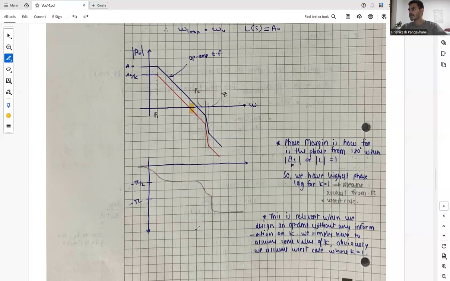We have the highest phase lag for k equals 1, because when k equals 1 we have the highest value of omega u. This is the point where we have the highest phase lag, which is nearest to pi, and that's why it is the worst case. This is relevant when we design an op-amp without any information on k. We simply have to assume some value of k. Obviously we will assume the worst case, k equals 1.